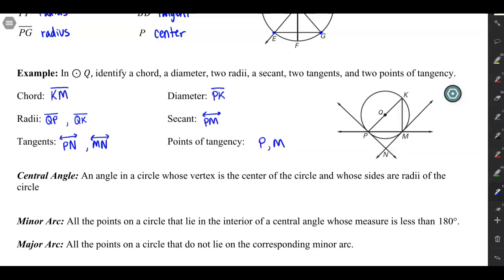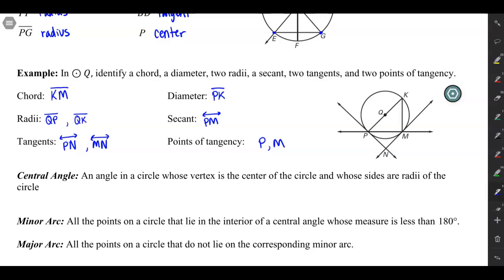All right, here's what I found for some examples of chords, radii, tangents, diameters, secants, and points of tangency. One thing I wanted to point out, first of all, note that my chords, radii, and diameter are all segments. My tangents and secants are all lines.